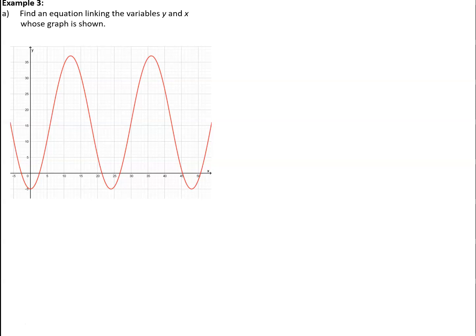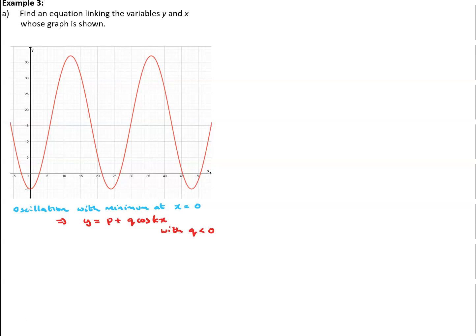And our final example then, we're asked first of all to find an equation linking the variables y and x, whose graph is shown here. Well, that's quite nice and straightforward. Because we're starting with a minimum point, we know that we're going to have a graph of the form y equals p plus q cos kx, with q being negative. The minimum value on the graph is y equals minus 5. The maximum value of the graph is y equals 37.